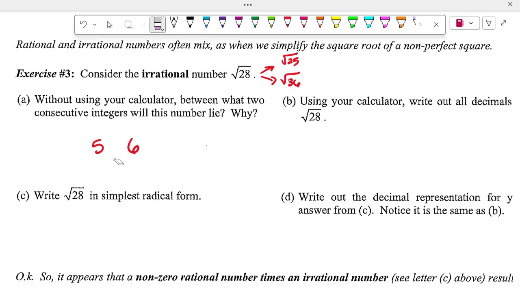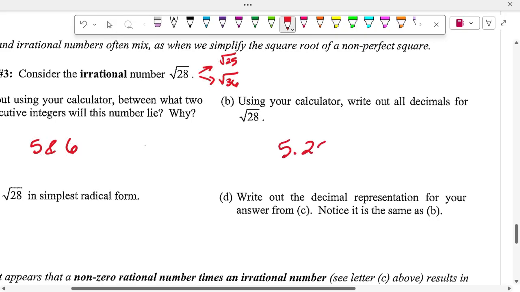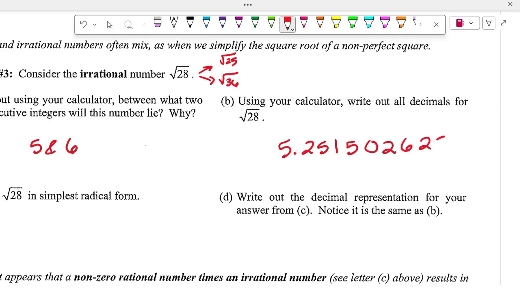Now put that in your calculator and tell me what you get. All decimal places. Is that between 5 and 6? Yes. 5.29. All right, so now, in all honesty, I don't care about all the decimal places. I just want to make sure that it's between 5 and 6.